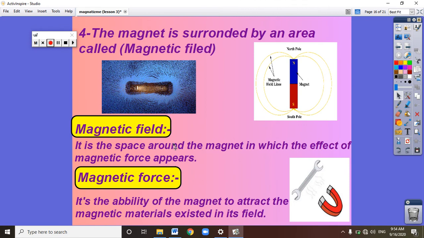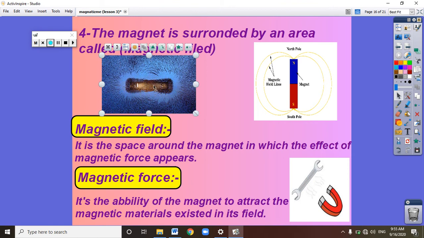If I have a magnet and I have here iron filings, a substance that we can see in the lab, inshallah. Iron filings are small pieces of iron. Iron is a magnetic material, so it will be attracted to the magnet. If I put a lot of iron filings around the magnet, what will happen? It will take this shape, as you can see. This shape is called the magnetic field.